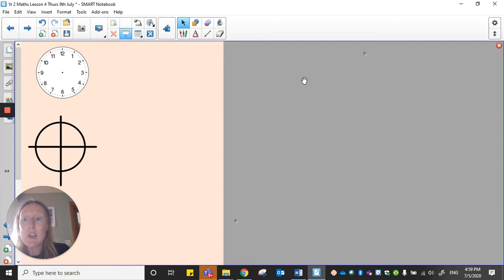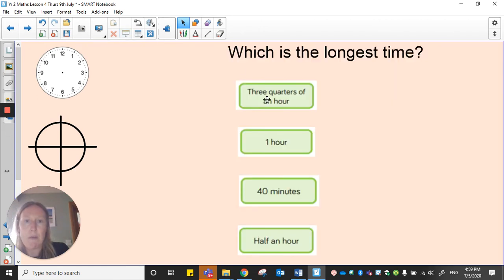Okay, so you're going to need your home learning book again. So I have got some time here. And again, I would like you to put them in order from the smallest to the largest, so you can find out what the largest amount of time, the most amount of time is. There are 4 of them here. Just read them with me just to make sure you understand them. 3/4 of an hour, 1 hour, 40 minutes, half an hour.